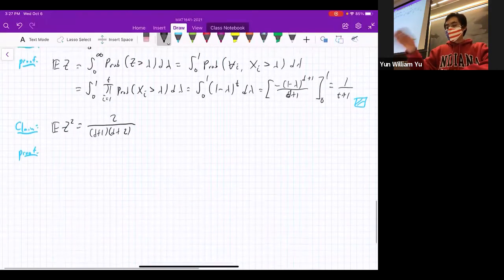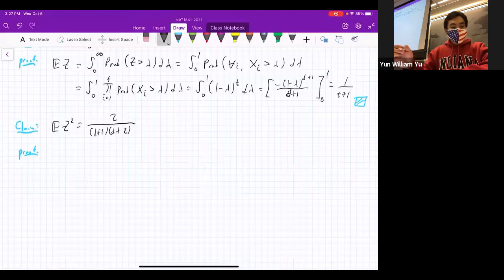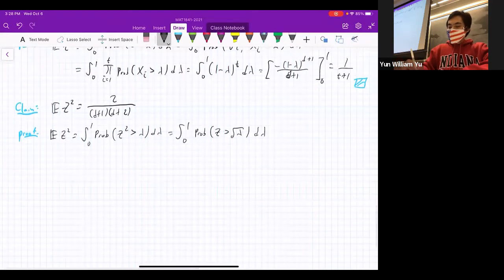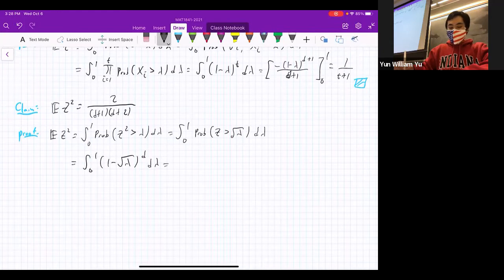Okay, so 2 over d plus 1 plus d plus 2. So then the expectation of z squared is going to be equal to the integral from 0 to 1 of the probability that z squared is greater than lambda d lambda, which is equal to the integral from 0 to 1 of the probability that z is greater than the square root of lambda d lambda, which is equal to the integral from 0 to 1 of 1 minus root lambda to the d lambda is equal to 2.